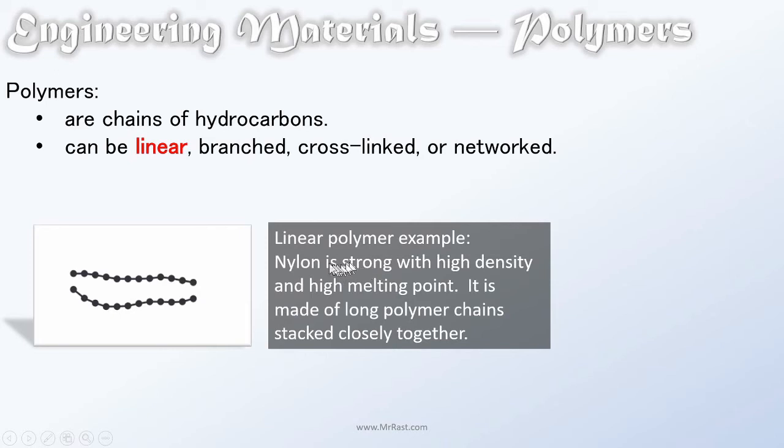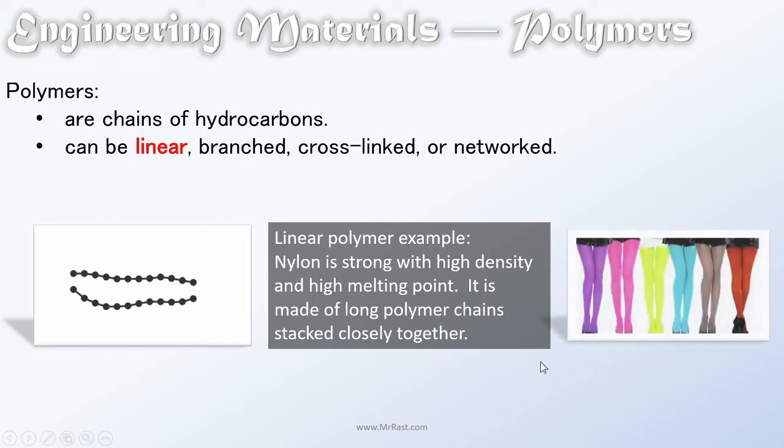Nylon is an example of a linear polymer. Nylon has high density and high melting point. It's made from long polymer chains that are stacked very closely together. Because of these long chains, there's not much interfering. You can lay them on each other and you can get really, really dense. And this will make sense when I talk about the next one, branched. And an example of nylon is, well, nylons.